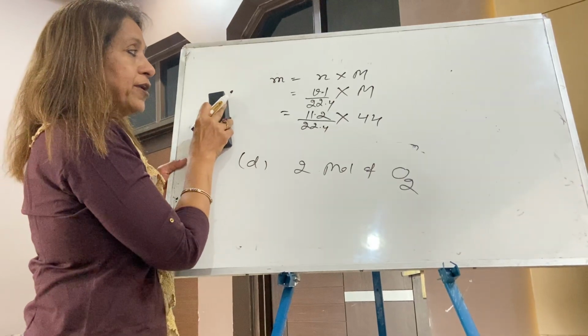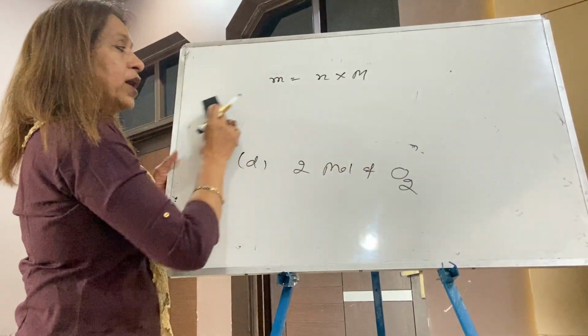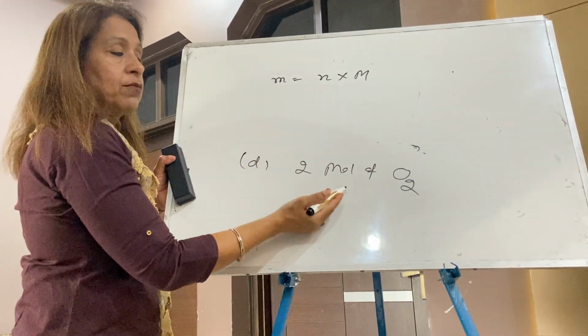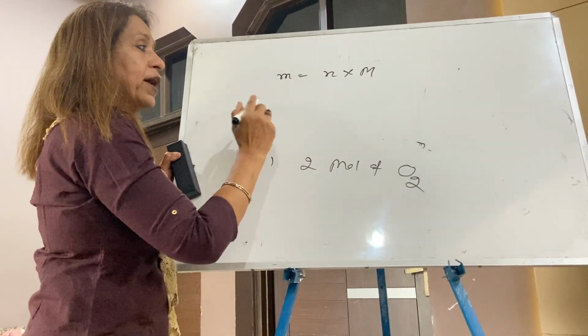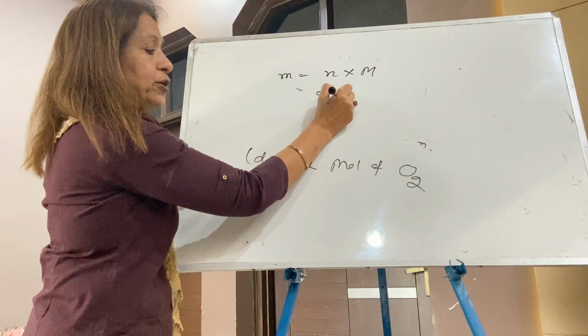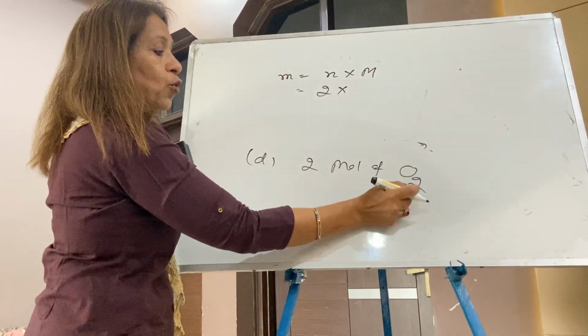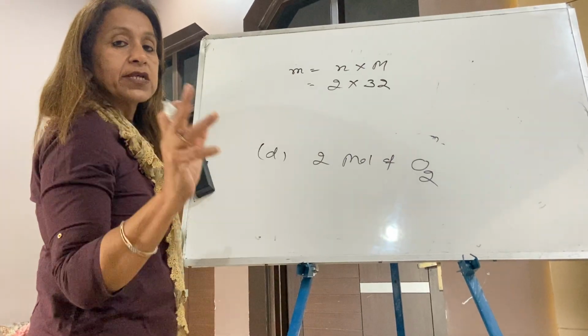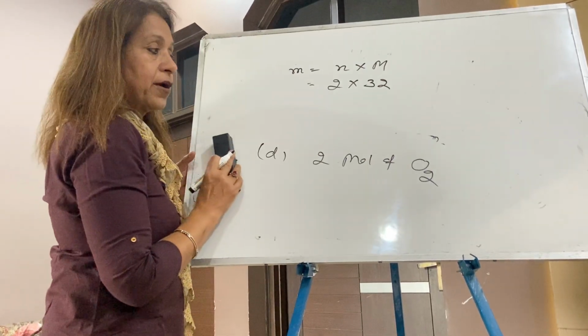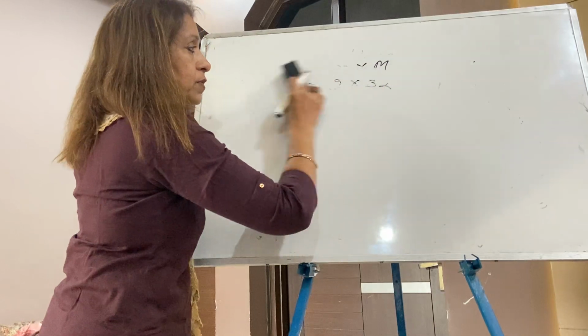Now D part. D part, write down D part. Same formula. Now there is a mole word. Mole is there. No need to substitute any other formula here. It's 2 into oxygen. Oxygen is O2 written, so it is 32. This is a mass. This is the second numerical I have completed. Now write down the third numerical.